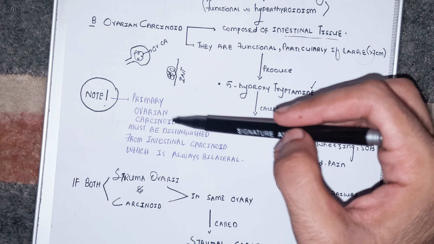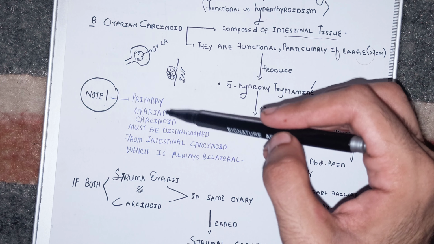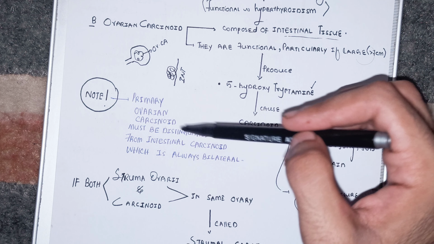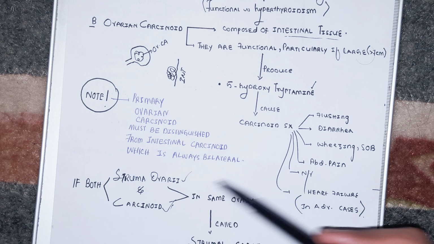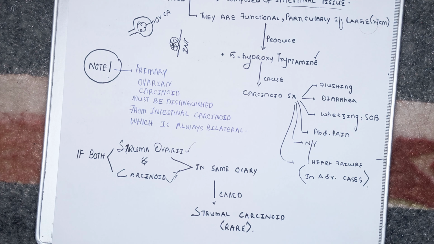Look, primary ovarian carcinoid, the ovarian carcinoid which primarily originates from the ovary, must be distinguished from the intestinal carcinoid which is always bilateral. अगर intestine में carcinoid develop होता है और वो ओवरी के पास आता है मेटास्टेसिस करके, तो वो हमेशा बायलेटरल होगा. ओके, राइट. और बेटा अगर एक ओवरी में दोनों कंडीशंस डेवलप हो जाए, स्ट्रोमा ओवरी और कार्सिनोइड साथ में, तो दैट कंडीशन इज कॉल्ड stromal carcinoid, and that's a rare condition, by the way.